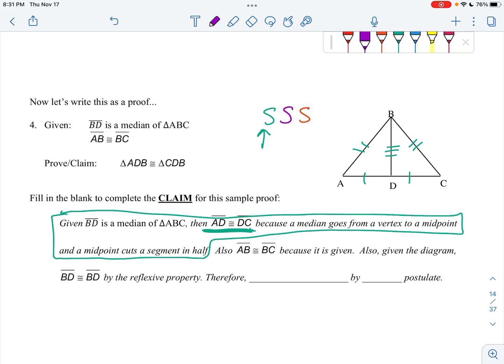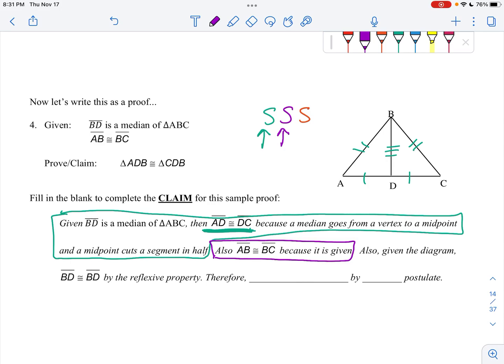Okay, the second sentence says, also, side AB is congruent to side BC because it is given. This directly explains the second one. Now, "because it is given" is a perfectly good reason because they gave it to us. We don't have to explain why, because that was given to us. There was no interpreting that we had to do.